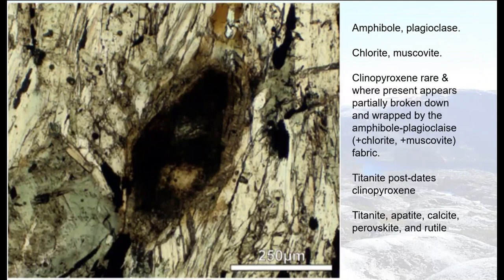In terms of the mineral, the petrology, the titanite grains are sitting within an amphibole and plagioclase matrix, but there are also micas that tend to surround the titanites. The titanite postdates primary clinopyroxene, and there are some other phases within the rock that contain uranium.